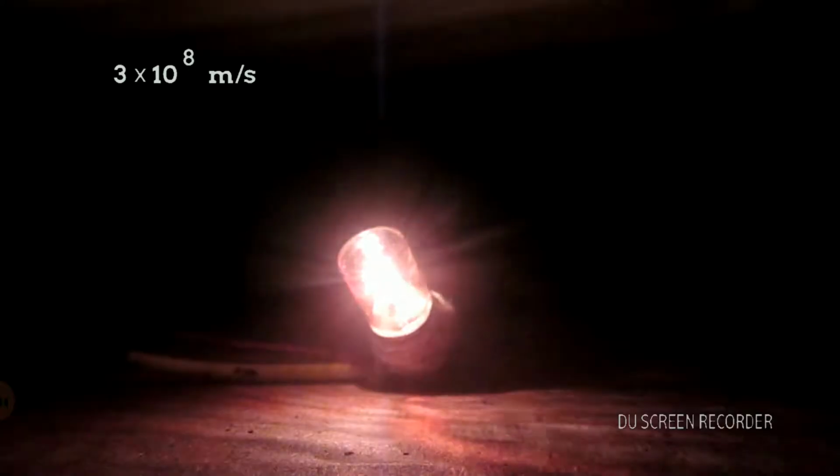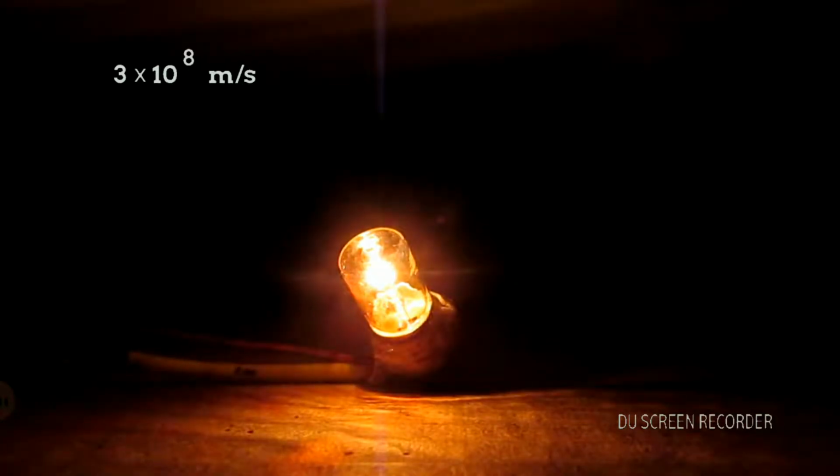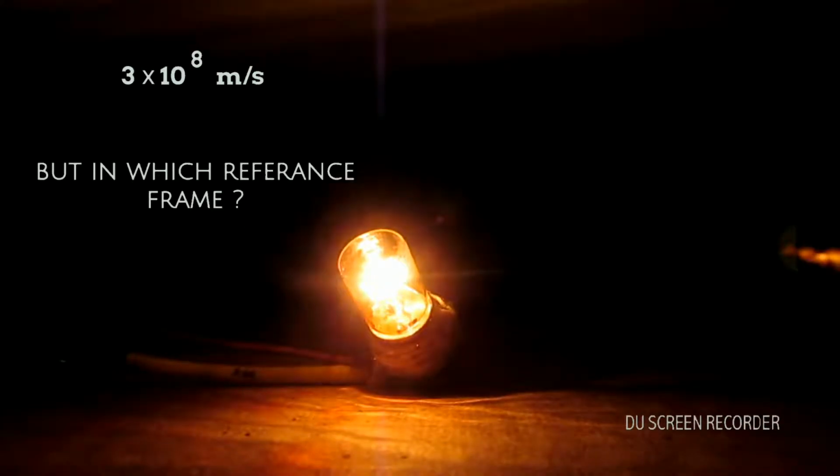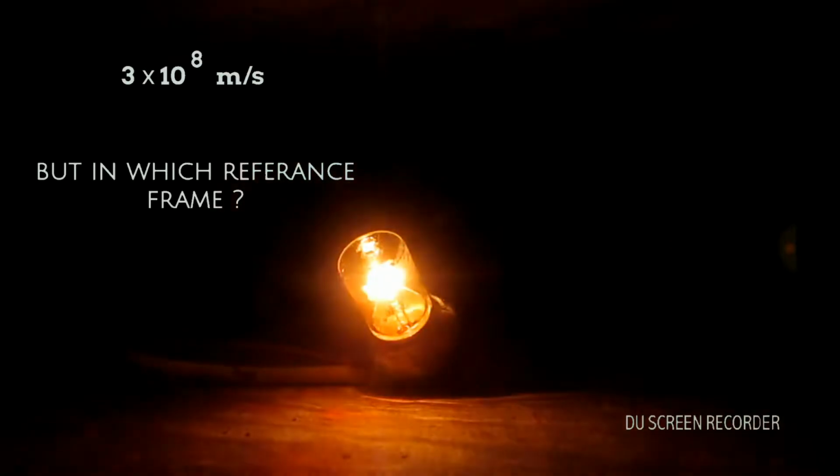300 million meters a second. Probably the most familiar number in physics. It's the speed of light. But in which reference frame is it the speed of light?